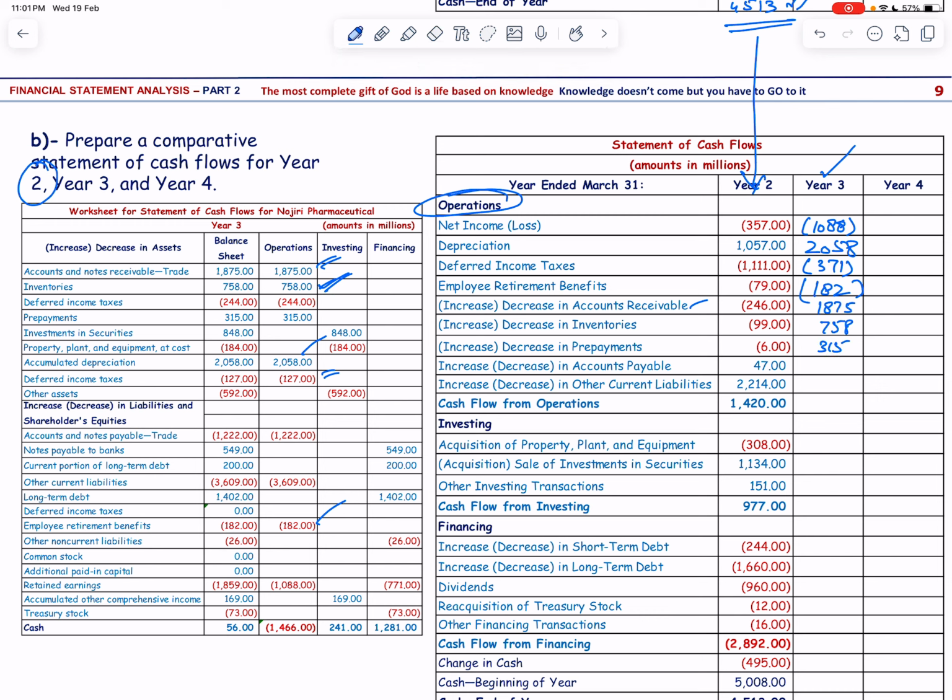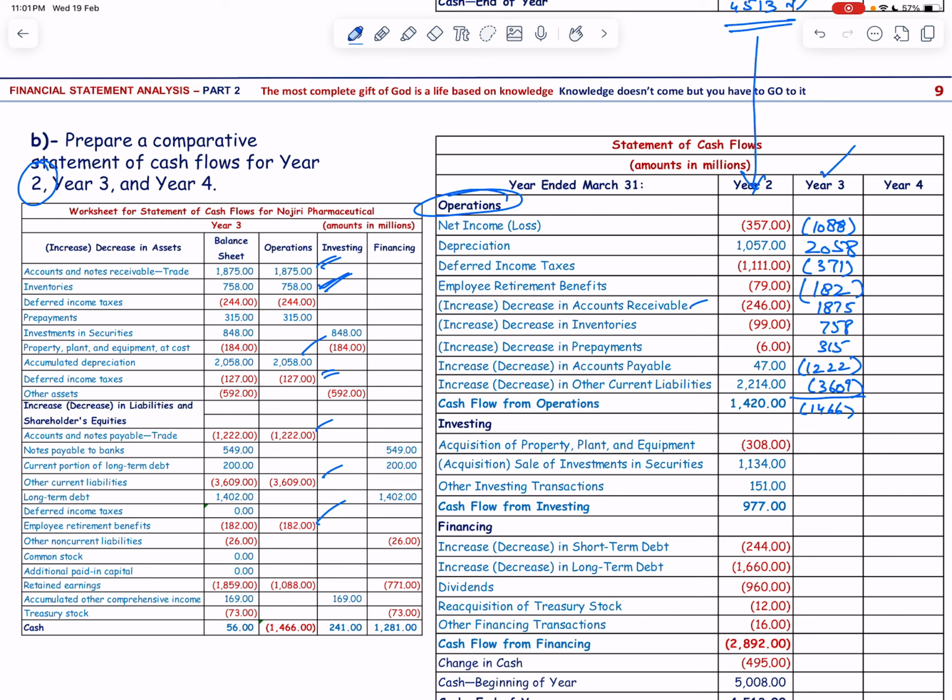Then we have the increase or decrease in the accounts payable, and accounts payable is negative, in brackets, sorry, 1222. Then increase or decrease in the other current liabilities, that is 3609. Now we add them up together, and this will be equal to negative 1466.